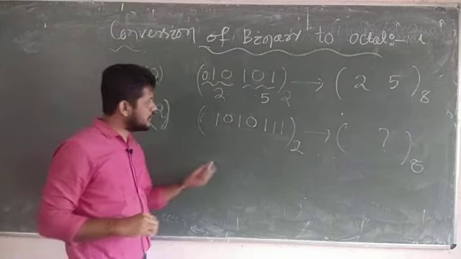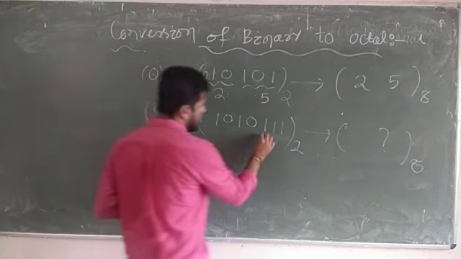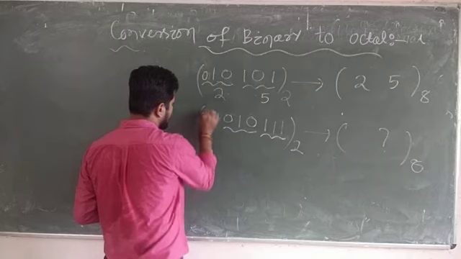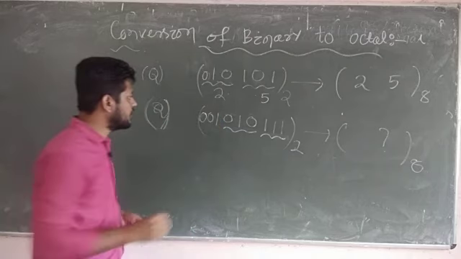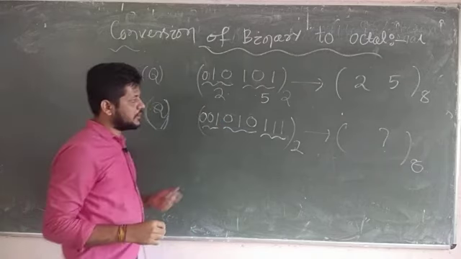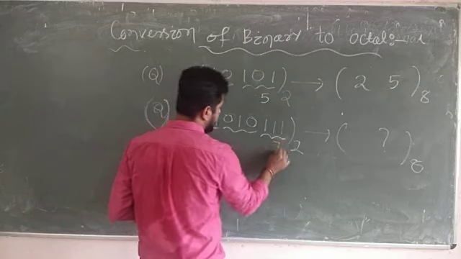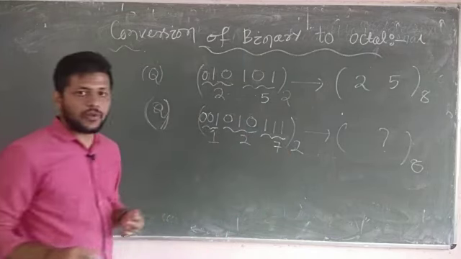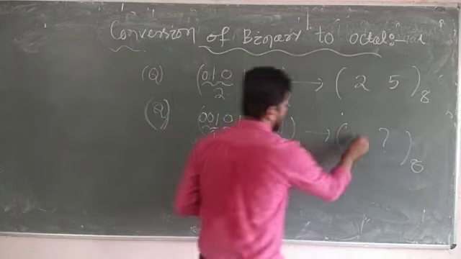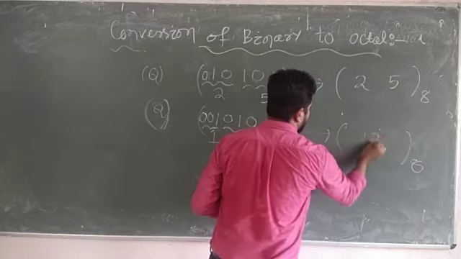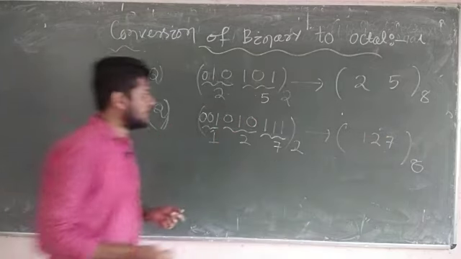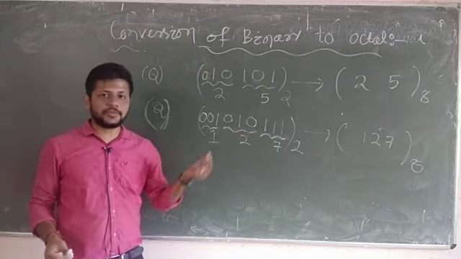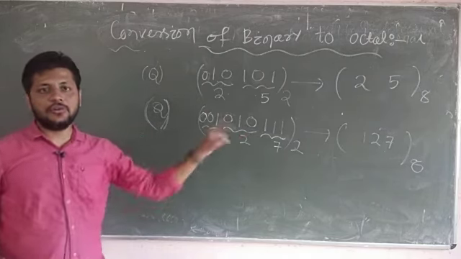So how to write? Just club 3 bits from right to left, and here this leftmost part has just 1 bit. So this 111 means 7, this 010 is 2, and this 001 is 1. So you can write 127. Very simple. Try at your home, just club 3 bits and write the corresponding decimal number, and that clubbing of 3 bits converts binary to octal.